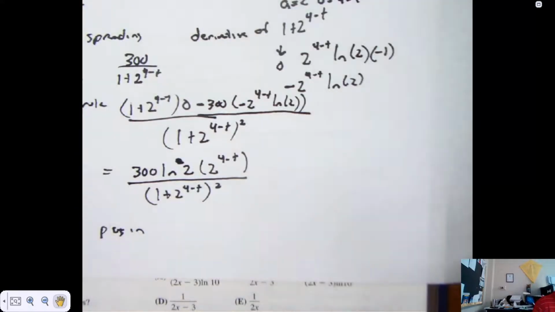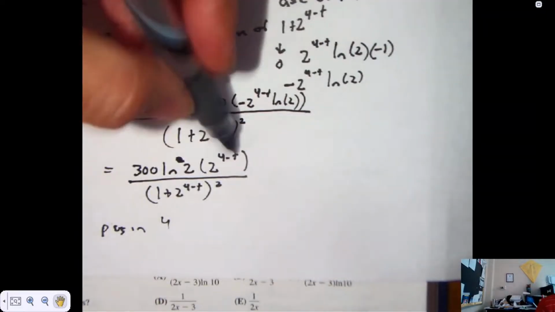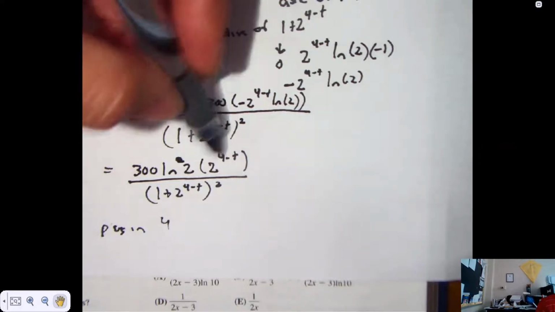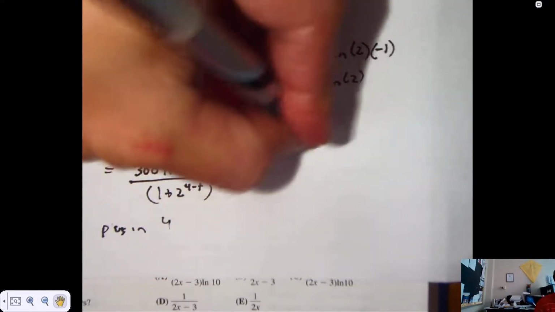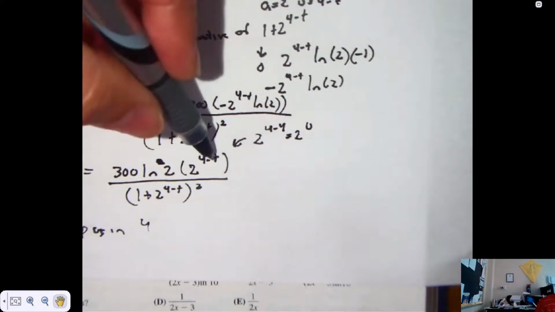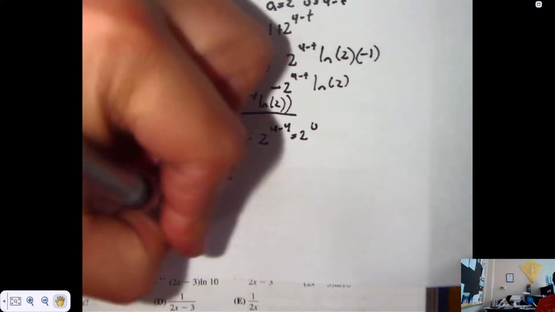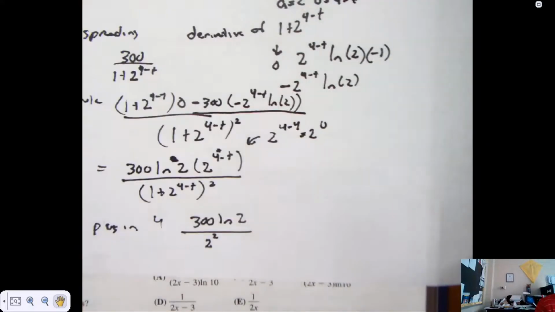It's probably easier to do some of this on paper, or at least mentally in your head, as opposed to typing it all on a calculator, to be honest with you. So if you plug in your 4, these exponents disappear, don't they? This becomes a 2 to what power? 0. This is 2 to the 4 minus 4. It's just 2 to the 0. So this piece becomes a 1. That piece becomes a 1. And we'd have 300 natural logs of 2. And what would it actually be sitting over? A 4. It'd be sitting over 2 squared, which is 4.